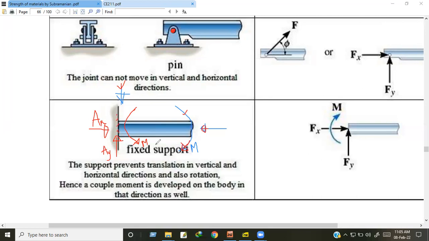This is clear, and from this we have found three forces here. One is moment, one is Ay force, and one is Ax force, and this is shown here. Three forces will act for fixed support, two forces will act for pin or hinge support, and one force will act for roller support. This is clear?